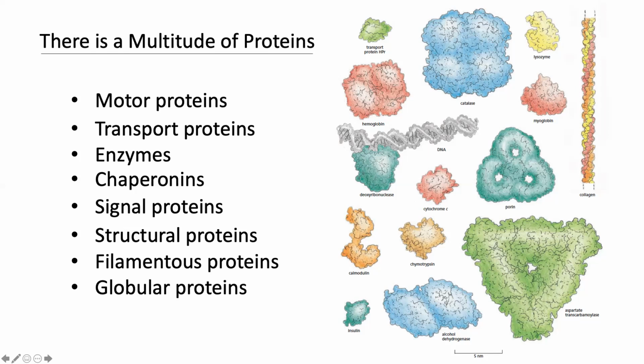So there's motor proteins, which we talked about before, that transport things throughout the cell. There's transport proteins, so the motor proteins actually carry things, right? The transport proteins are going to be the ones that allow certain things in the cell and other things not to come into the cell. Enzymes are those that catalyze reactions.